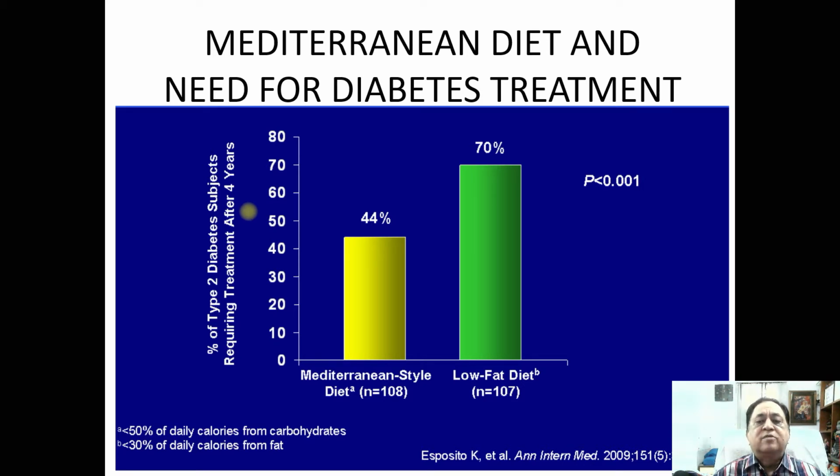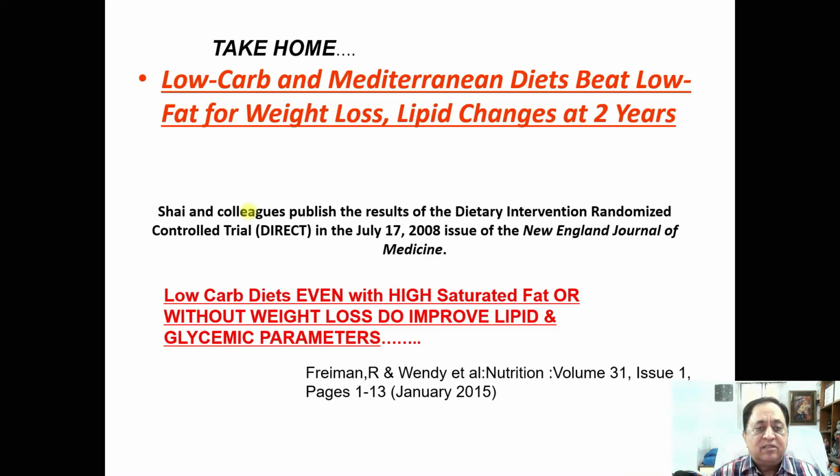So PREDIMED was the trial which was done with Mediterranean type of diet, in which in low carbohydrate diet, nuts and olive oil were further added, and in fact, patients actually gained weight. So these are the things which can be easily explained to your patients. So take home message for all clinicians is that low carbohydrate and Mediterranean diet beats low fat for weight loss and lipid changes at 2 years.